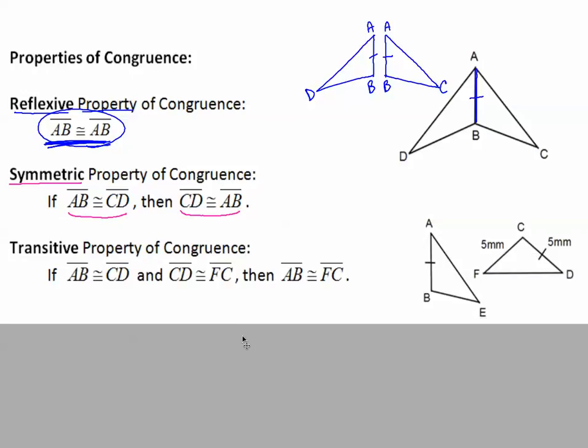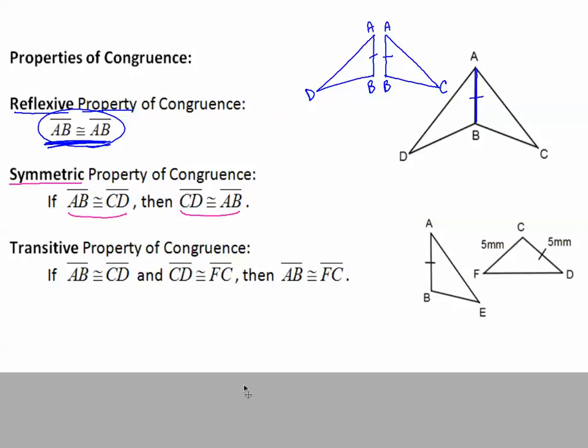Another very useful property is the transitive property for congruence. You've heard the transitive property before; transitive property is like transfer. I'm transferring from two congruent statements to a third. It's kind of like the law of syllogism. Let's see how that works. If AB is congruent to CD and CD is congruent to FC, then AB is congruent to FC.